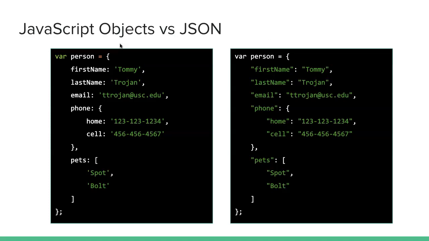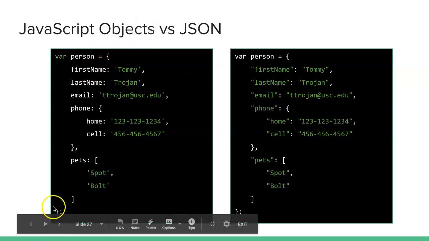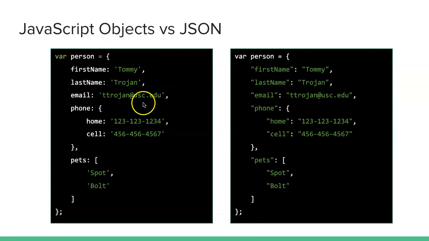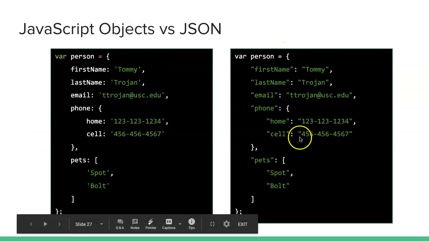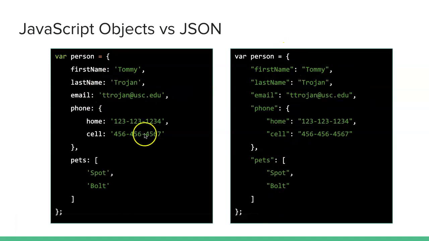So we talked about objects last week a little bit, and how you can create objects like this simply by using curly braces, just like that, and then having a bunch of key value pairs with commas. This is the JavaScript object. And on the right hand side here, this is JSON. This is what JSON looks like. It looks very similar to JavaScript objects, right?